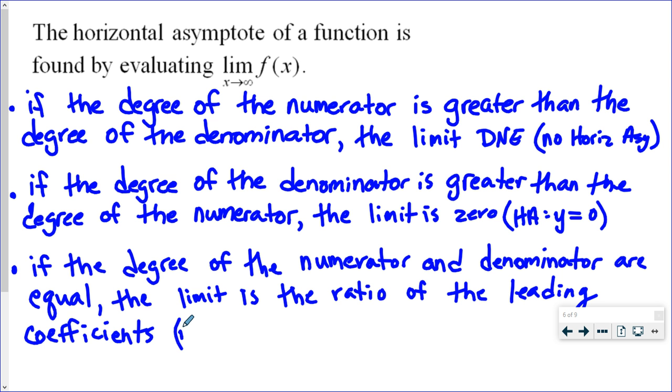And as far as horizontal asymptotes are concerned, y is equal to that same ratio. Right. And we essentially can use those same rules for limits as x goes to infinity and for horizontal asymptotes. Fair enough? Okay.